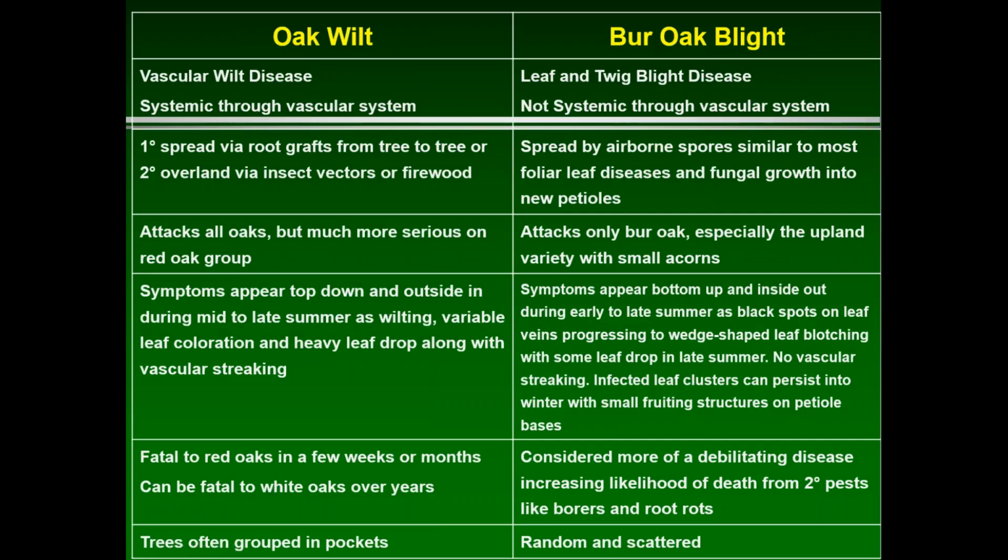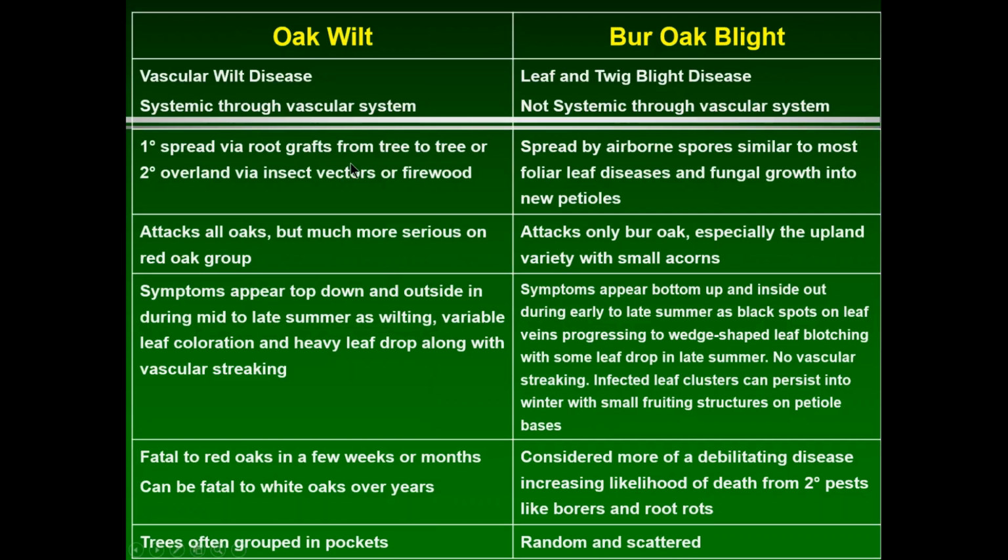Oak wilt is fatal to red oaks in a few weeks or months, and it can be fatal to the white oak group after several years. It tends to be more of a chronic, debilitating disease on the white oak group, but is typically very quickly fatal to the red oak group. Bur oak blight is considered more of a debilitating disease and tends to predispose the tree to secondary pests such as two-line chestnut borer, Armillaria root rot, and some of the other issues.